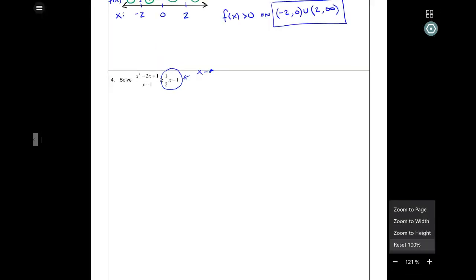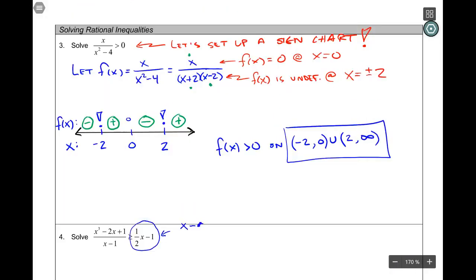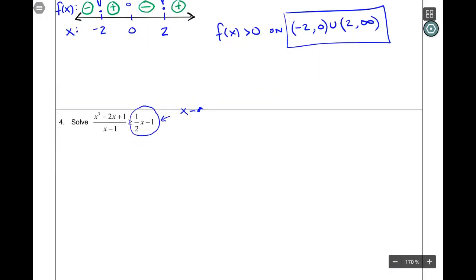Whoa, hold on, folks. That's the same as x minus 2 over 2. You deserve better than this awful 2 right there, so let's fix that. Again, x minus 2 over 2. Okay, so let's rewrite this inequality. It's going to be on the left-hand side, x cubed minus 2x plus 1 all over x minus 1. And then on the right-hand side, it's going to be x minus 2 over 2.